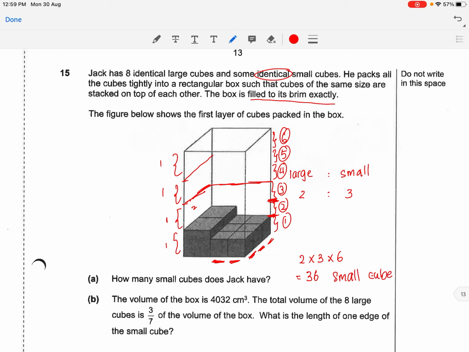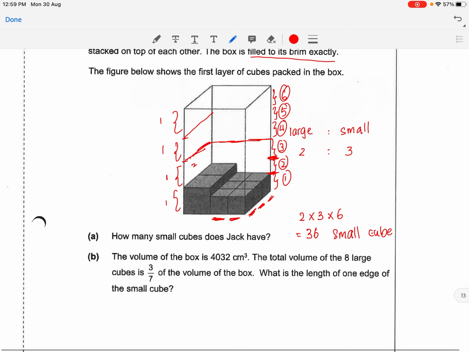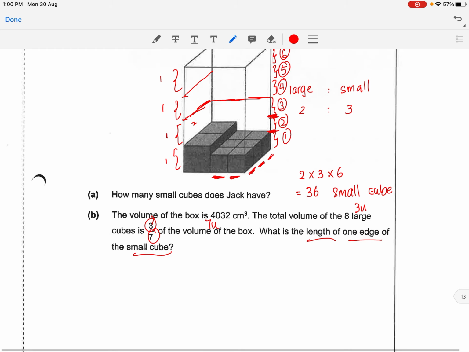Second part, the volume of the box is 4032. The total volume of 8 large cubes is 3 units out of 7 units of the volume of the box. So how do I find the length of the edge of the small cube? If my total is 7 units, I minus the large cubes 3 units, I'm left with 4 units. These 4 units represent the 36 small cubes.